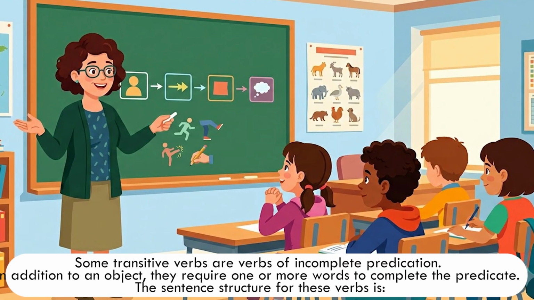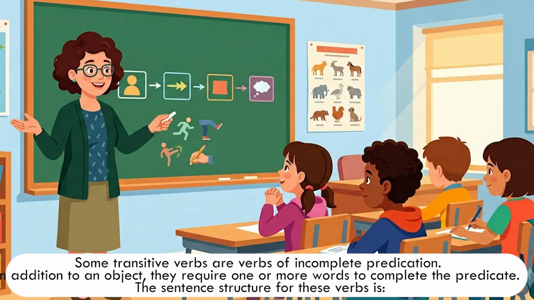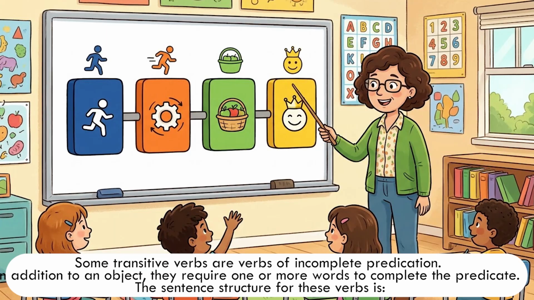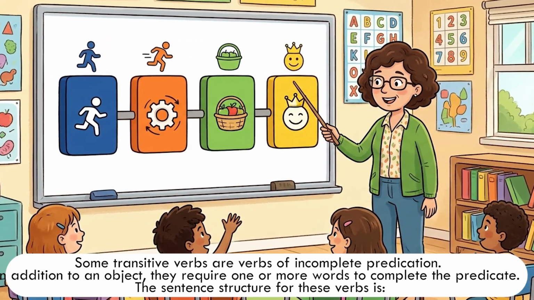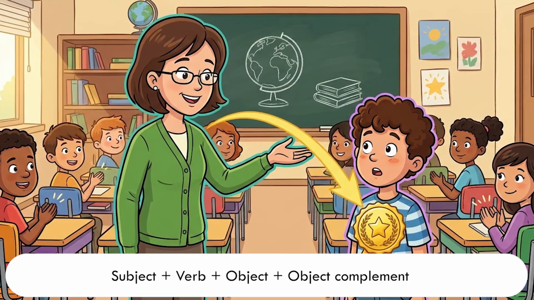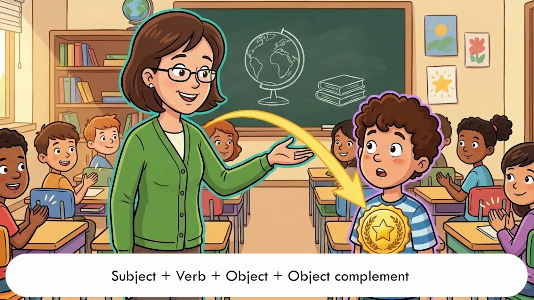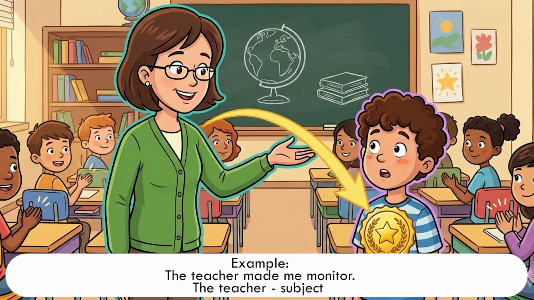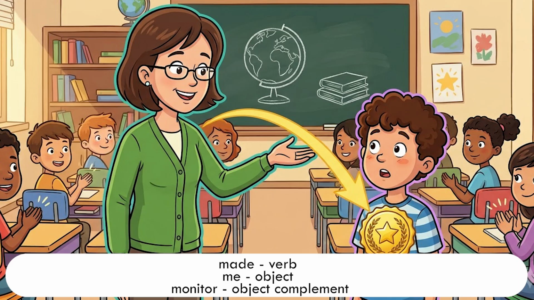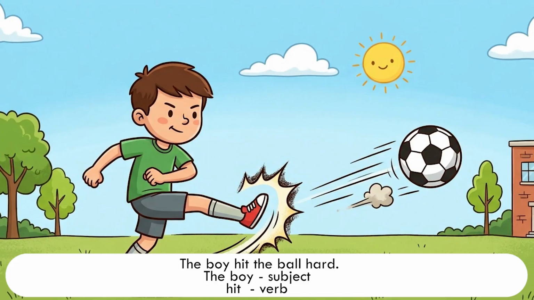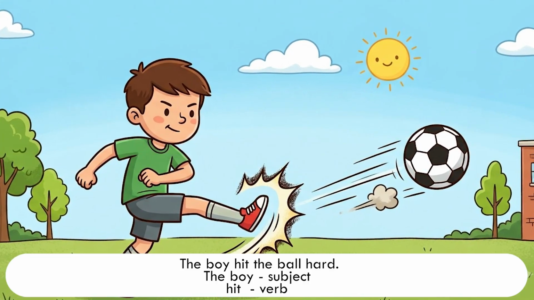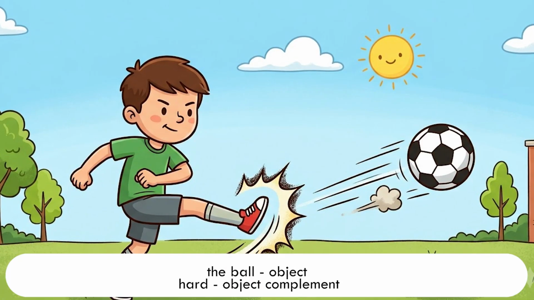Some transitive verbs are verbs of incomplete predication. In addition to an object, they require one or more words to complete the predicate. The sentence structure for these verbs is subject plus verb plus object complement. Example: the teacher made me monitor. The teacher, subject. Made, verb. Me, object. Monitor, object complement. The boy hit the ball hard. The boy, subject. Hit, verb. The ball, object. Hard, object complement.